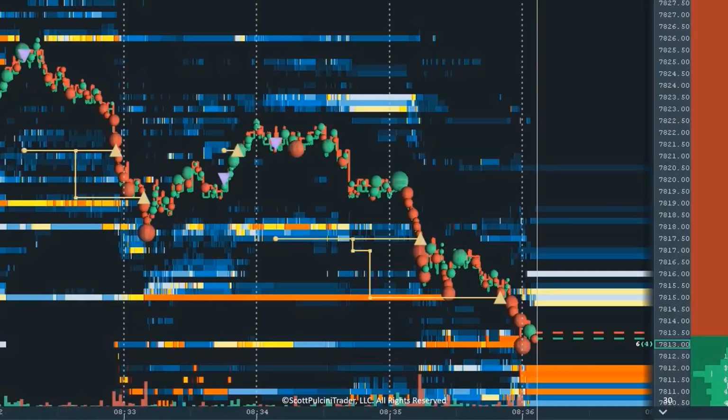So let's see some examples here. Here we got a short entry around the 25. Price was coming up, taking a short. There was some liquidity here at 25.50.